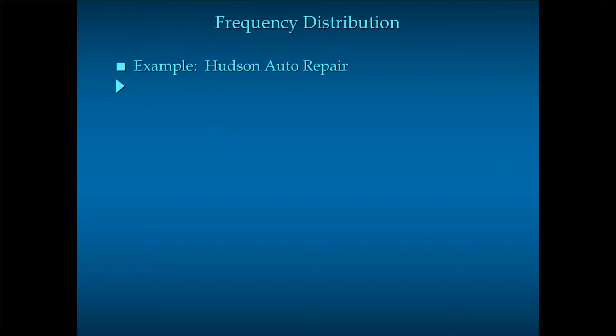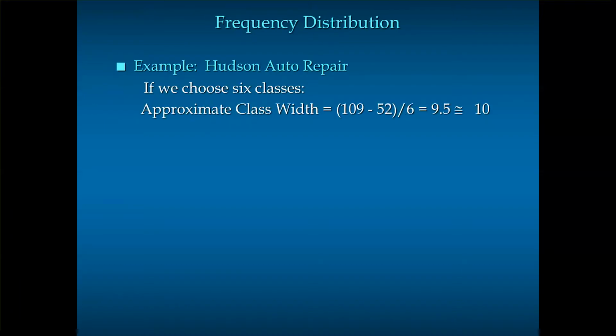So now let's go back to our example, Houston Auto Repair. If you choose 6 classes, what will the class width be? If we look at the original data, the largest number is 109 and the smallest is 52, so we get the range of the data set, and divide by 6, the number of classes we've already chosen. We got 9.5, and we rounded the number to 10. So the class width is 10.